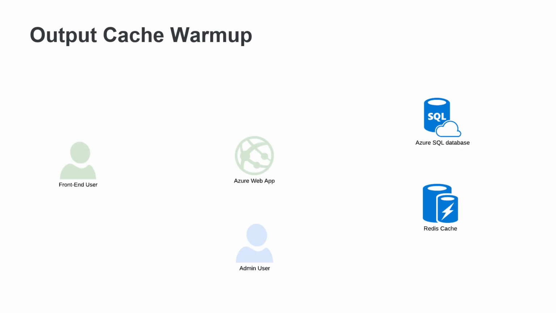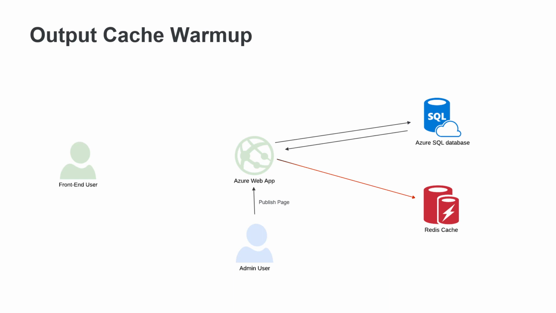Let's see this in action. First, an administrative user makes a change and publishes a page in the Sitefinity backend. The publish triggers the distributed output cache to be invalidated. Sitefinity itself makes a request for the new page, pulling content from the database and then updating the cache. If a user visits the page before this process is completed, they will see the previous version of the content until the caching process is complete. Then the new version will be served instantly from the cache for future requests.